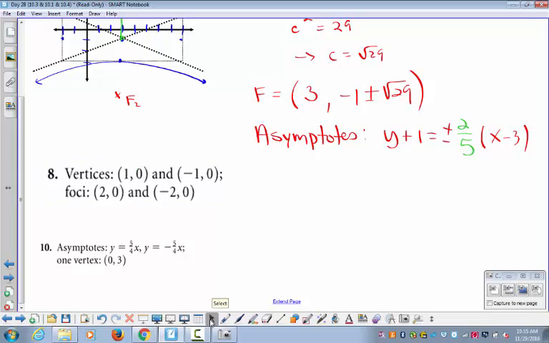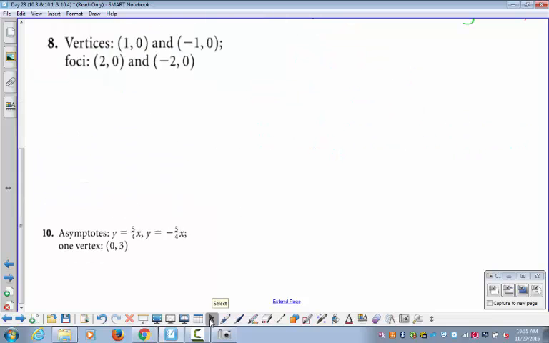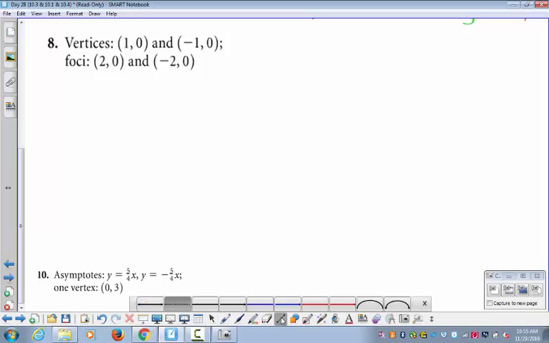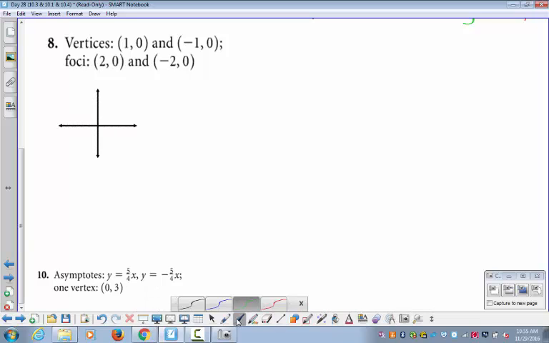Let's try this guy. Here they give us two pieces of information. They tell us what the vertices are, they tell us what the foci are, and we want to generate the equation for the hyperbola. I think it's really helpful to draw a little sketch to get a sense of what's going on. I think it's the easiest way to piece it together. So vertices 1 and -1.